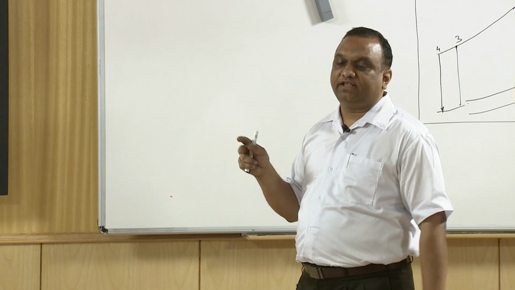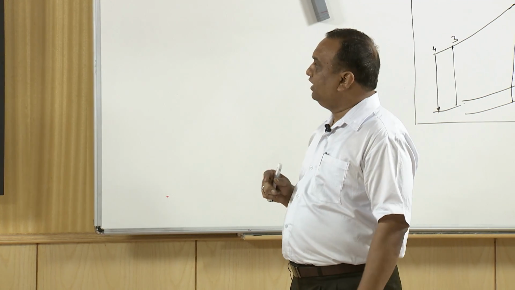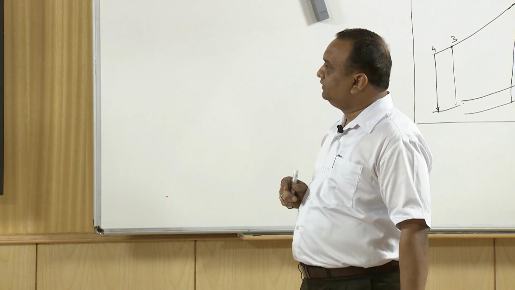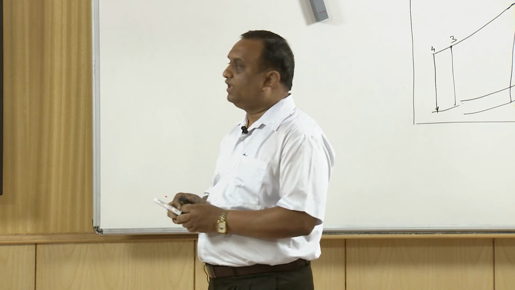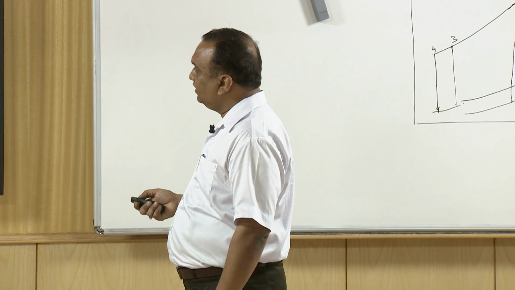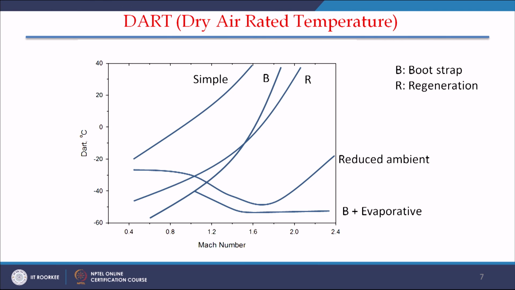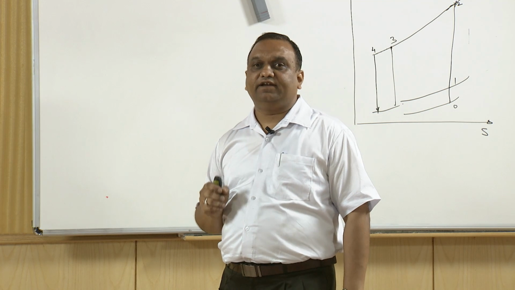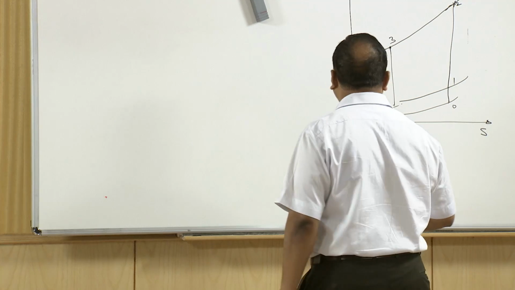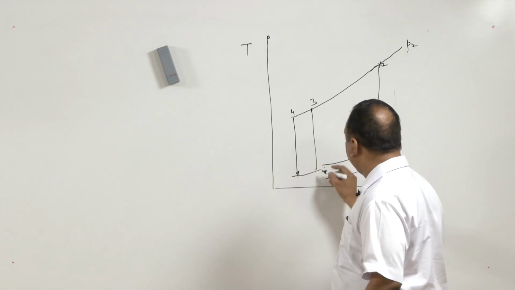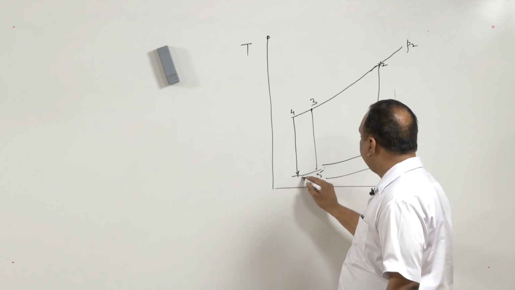Now, these are the 6 types of cycles which are used for air refrigeration systems. If we compare these cycles with each other, I have taken on the x axis Mach number, on the y axis it is DART, the dry air rated temperature. Dry air rated temperature is the temperature of air at the exit of the expansion turbine, or the temperature at state 5 or state 6.